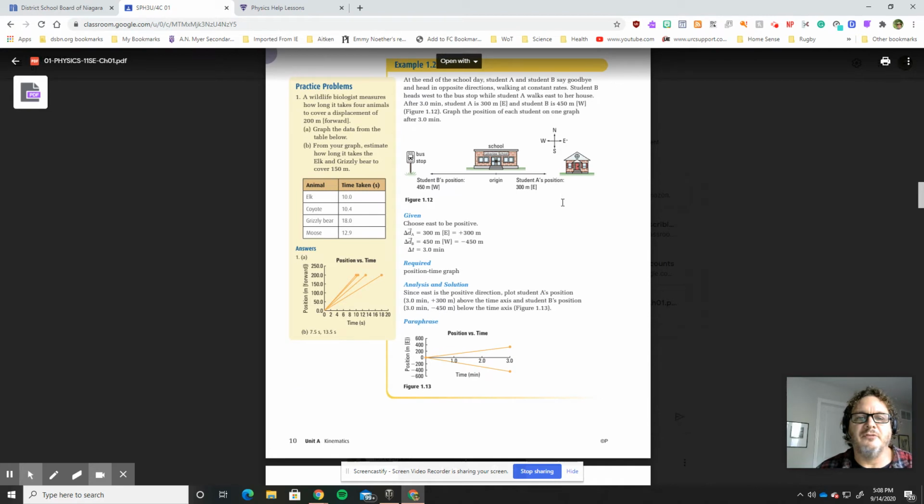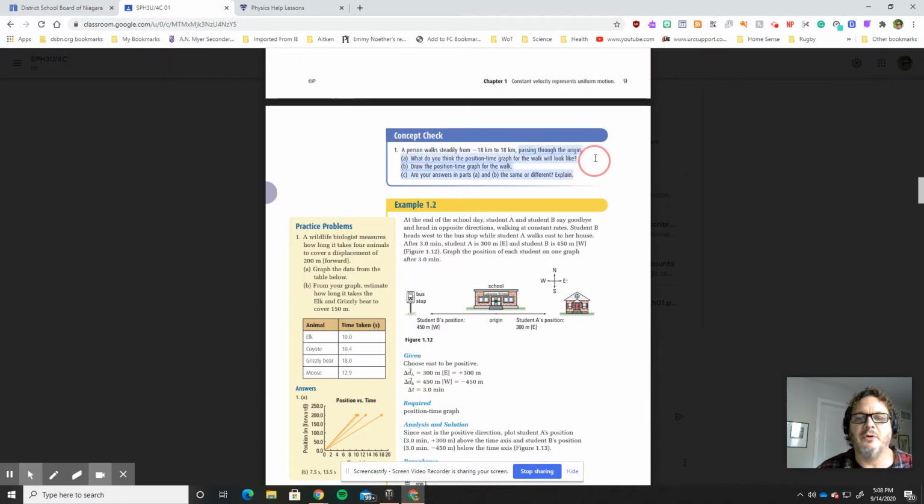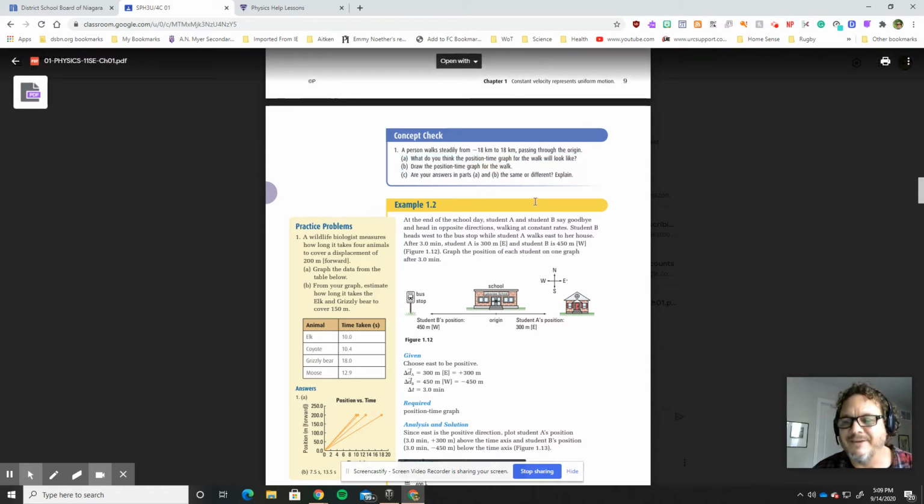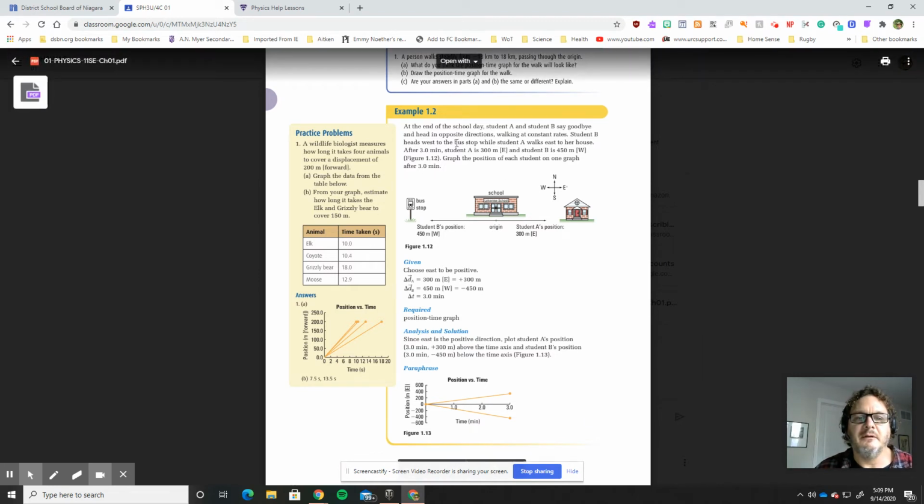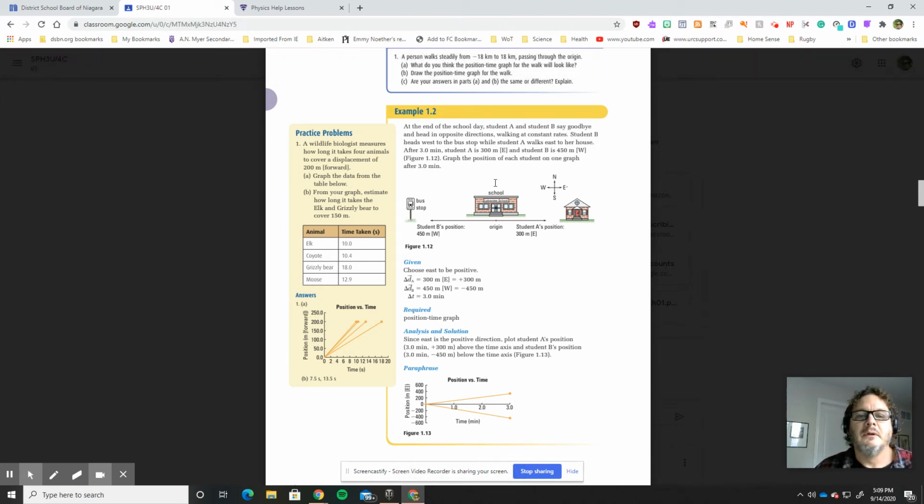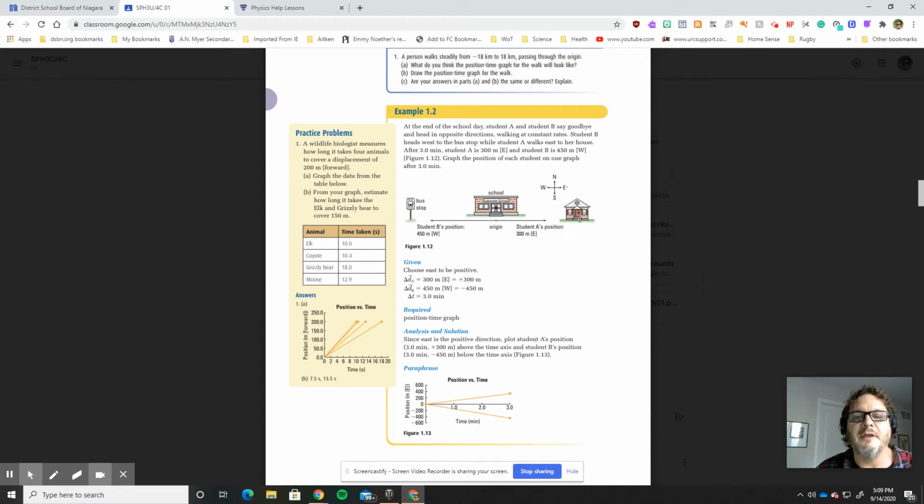Again, here's another example. Oh, by the way, you'll sometimes come across these concept checks. These you don't have to write out, but you should go over them to make sure you are understanding what's going on. Here we see another example. If you read through, student B heads west to the bus stop. Student A walks east to her house. After 3 minutes, student A is 300 meters to the east and student B is 450 meters west.